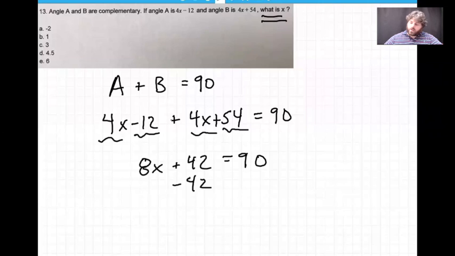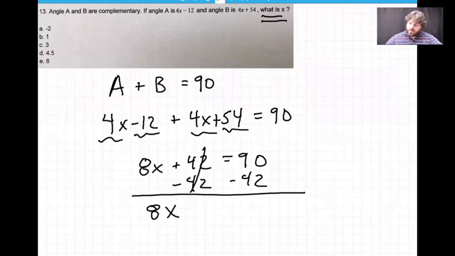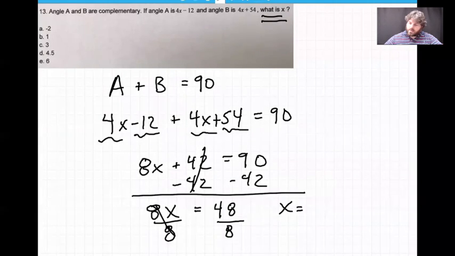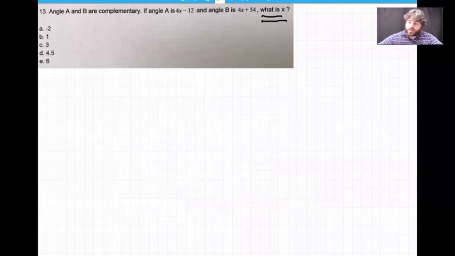We take away 42 from both sides. That leaves us with 8 times x equals 48. Divide by 8 and we get 6. Okay, so we know the answer is E, 6, but I want to try this problem in a little bit of a different way. It's almost just as fast, actually. And it's using one of our testing strategies that we want to just make sure we're still good with.